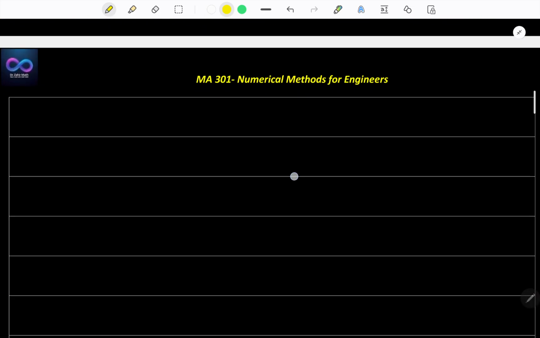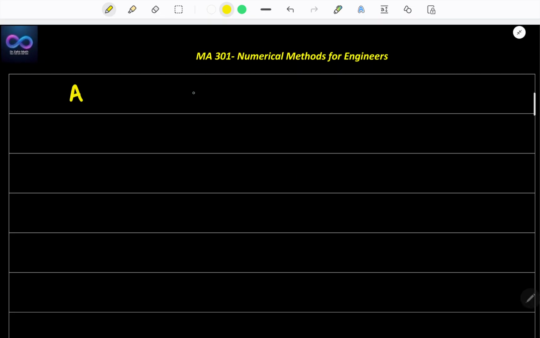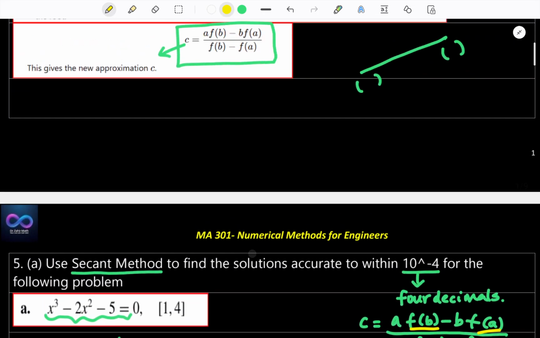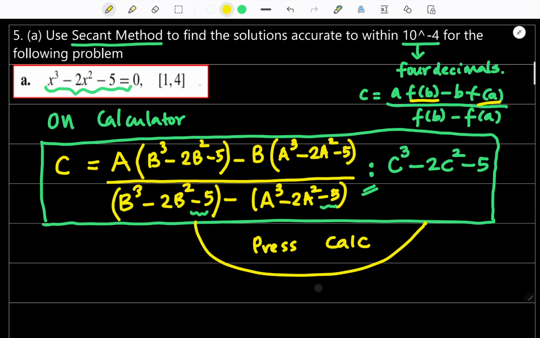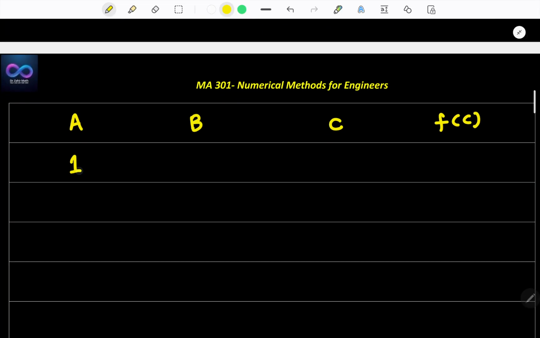Okay, now you're going to make a table. You're going to make A, B, and C, then f of C. This is the table. Please remember this. The A value is already given, this is the given value in the question itself. 1, 4. Your A is 1 and B is 4.